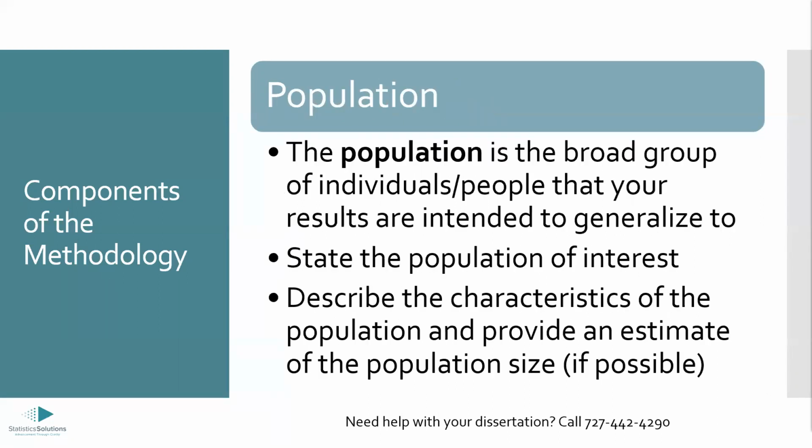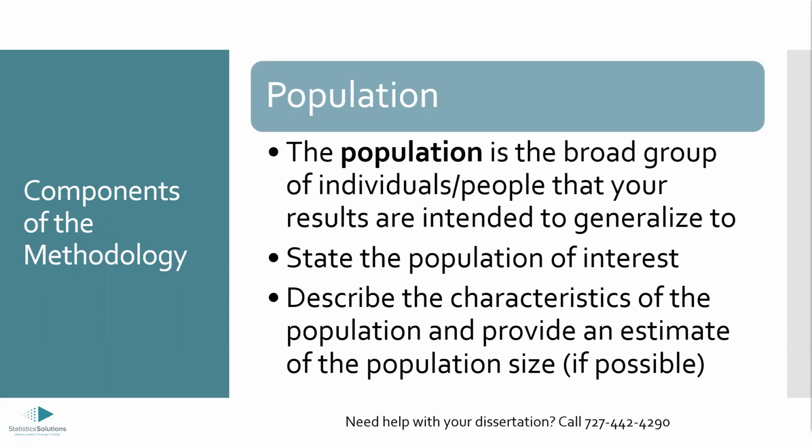Next, let's talk about the population and sample sections. And this is where a lot of students can get confused because of the differentiation between the population and the sample. A lot of students might think these refer to the same thing, but they're quite different. So the population is the broad group of individuals or people that your results are intended to generalize to. For instance, if you are in a nursing program and you're doing a study on registered nurses, your population might be, for instance, all registered nurses in the United States.